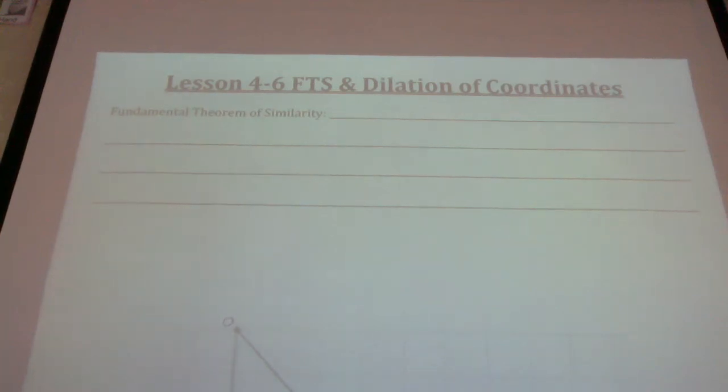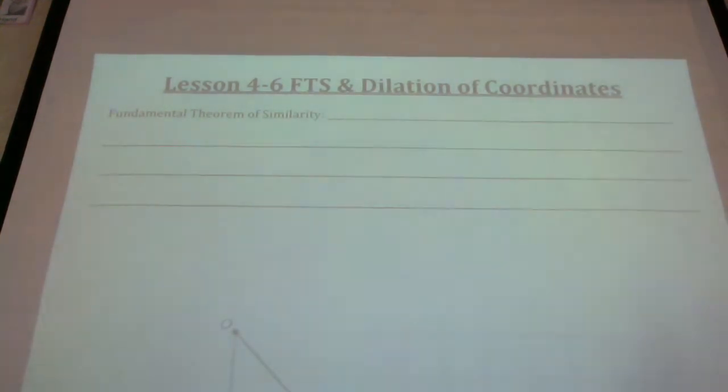Alright, here we have lesson 4 through 6 of Unit 3. And this is about the fundamental theorem of similarity, which you'll see in your book as FTS sometimes. And we're also going to look at what it looks like when we dilate things on coordinates. So let's start with getting down the definition of the fundamental theorem of similarity.